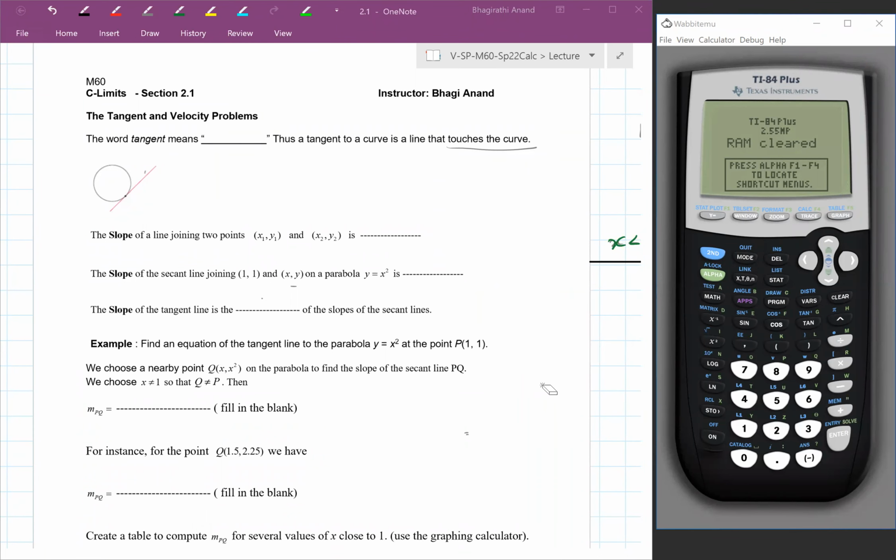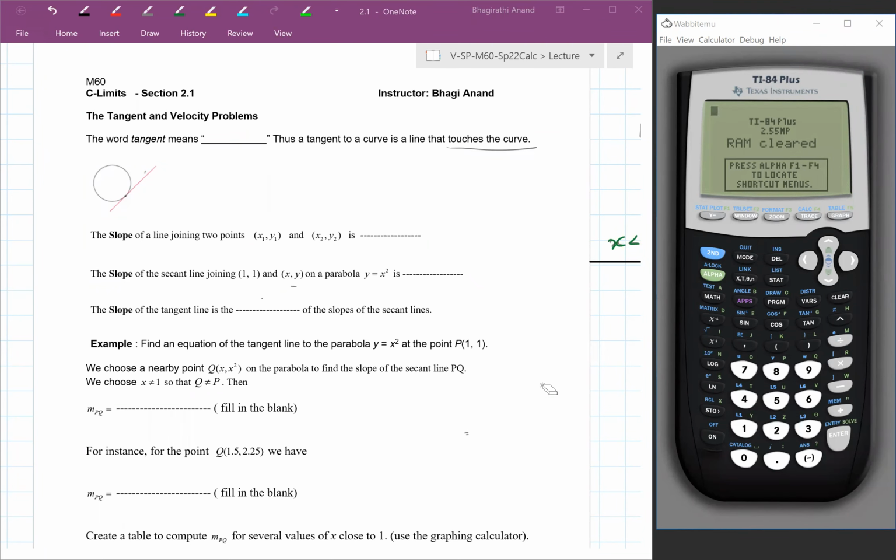Hello everyone, welcome. In this video, I will be covering section 2.1, which is the topic on limits, which is the most important topic for the development of calculus. This is the beginning of calculus. And in this section, we are also going to be covering tangent and velocity problems. So these concepts will get repeated all of chapter 2.